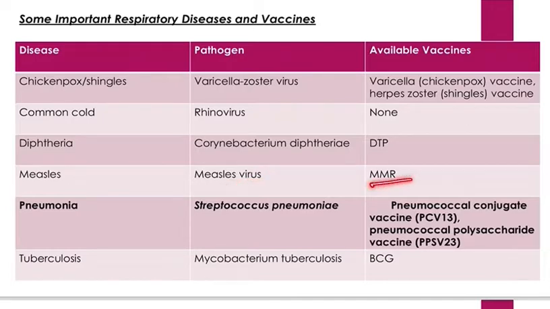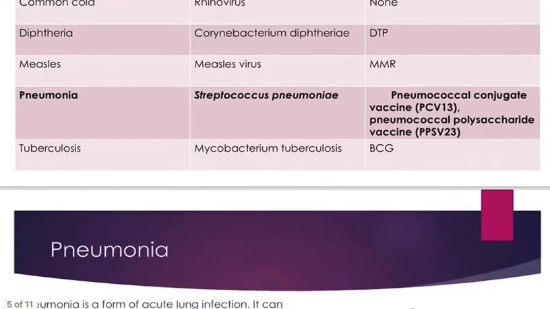The vaccine is MMR, measles, mumps, and rubella vaccine. Mainly I will discuss in this video pneumonia, which is caused by Streptococcus pneumoniae. The vaccines are the pneumococcal conjugate vaccine, PCV13, and the pneumococcal polysaccharide vaccine, PPSV23. And tuberculosis is caused by Mycobacterium tuberculosis, with the BCG vaccine.